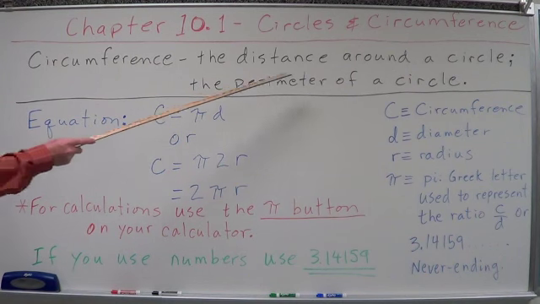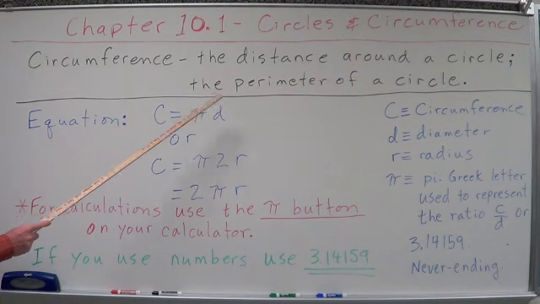Circumference is the distance around a circle. That's the definition. We could also call it the perimeter of a circle. You're familiar with that term. Perimeter means the distance around a polygon, adding all the sides of a polygon together. So the perimeter of a circle is the distance around a circle.